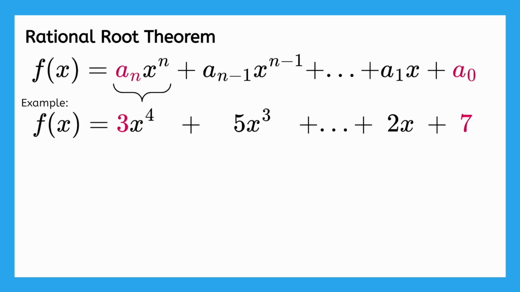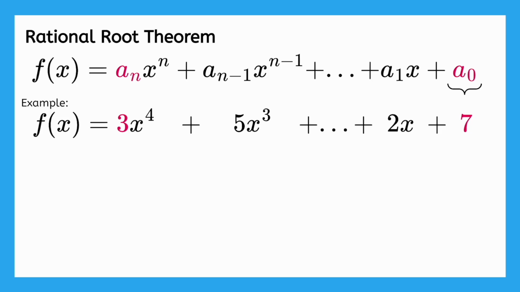Now we'll look at the second term. A sub n minus 1 is a label for the coefficient of the second term, and x to the n minus 1 power means that we've now decreased 1 degree and we have x to the third. Note that if the coefficient here was 0, we wouldn't have an x cubed term, and that's okay. The ellipsis shows that there may be terms that aren't explicitly listed, but we know that our terms would continue decreasing in degree until we got to a linear term, like our 2x here. And finally, a sub o is the label for the final constant term.